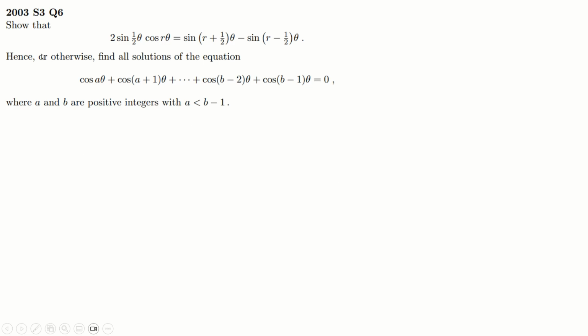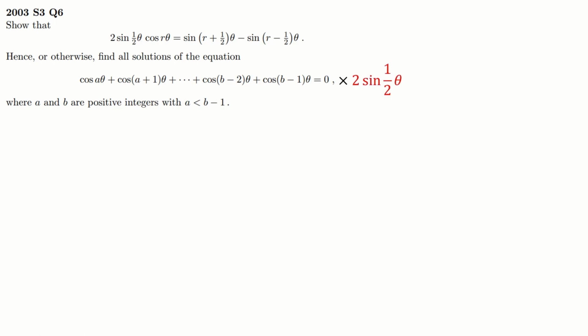Hence, or otherwise, well, we're certainly going to do hence. Find all the solutions to this thing here. Now, we just need to sit here, put our thinking caps on, and realize how is this thing here relevant to this thing here? Well, this thing has a bunch of cosines. The only cos in this first line is this one here, and it's times by a 2 sine a half theta. So let's do that.